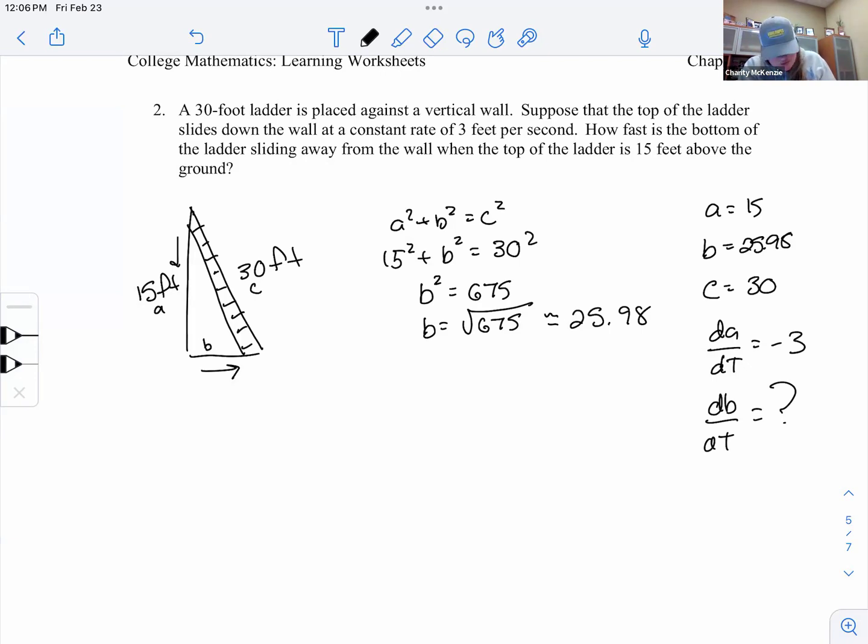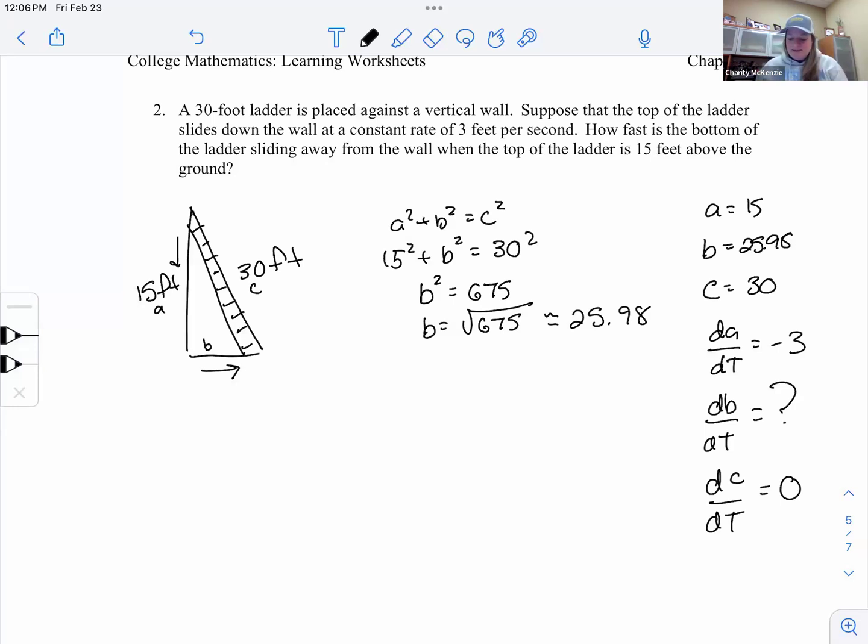And then the last one is dC/dt. Is the ladder going to be changing at all? No, it's going to be a consistent 0 on that one. So dC/dt, the ladder is going to stay 30 feet, it doesn't have a rate. It's not sliding down where this distance is getting smaller. It's not sliding out where that distance is getting bigger, right? So one's going down, one's going bigger, this one stays the same. So its rate is 0.